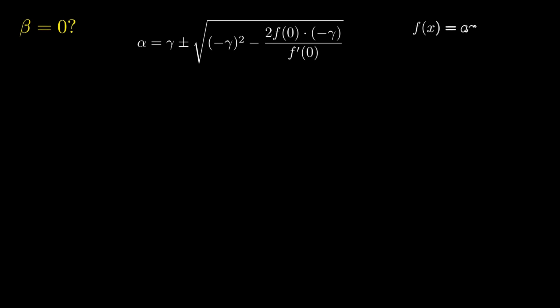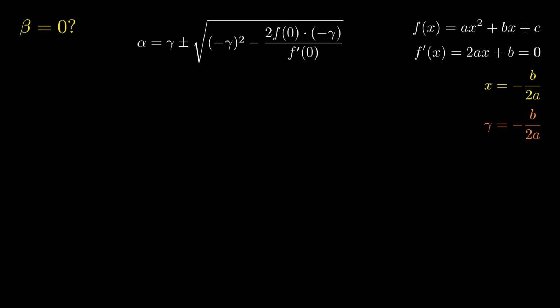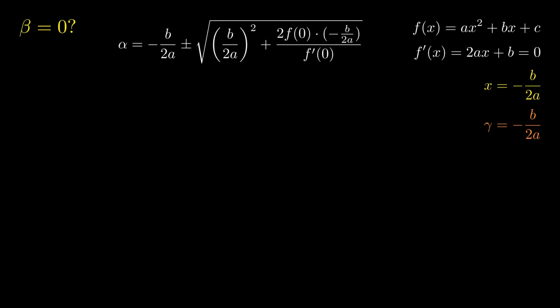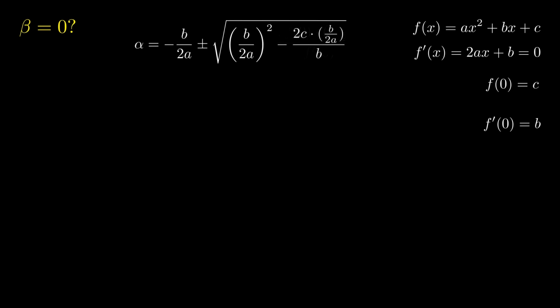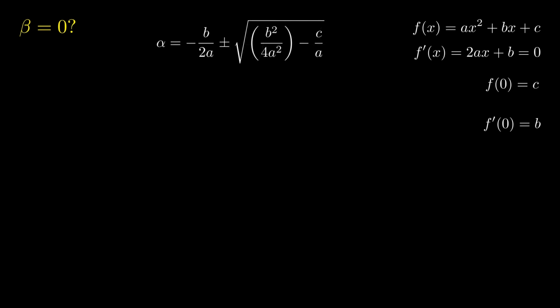Let's say we had the equation for the general form of a function that could give us a curve like that, a quadratic. We know gamma because by definition, the gradient f prime x being 0 means that 2ax plus b equals 0, which means x, which is gamma, must be minus b over 2a. Also, if beta is 0, f of beta is just c, and f prime beta is b.